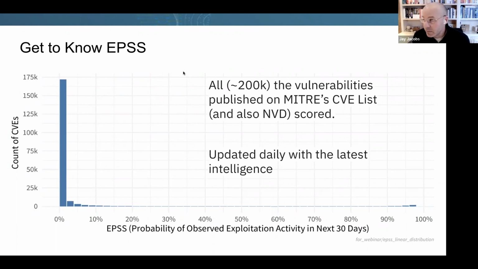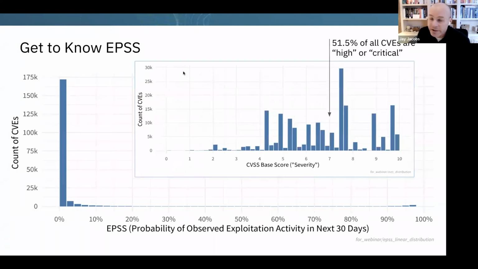And so you would expect something like this, as opposed to, if we grab the same information for CVSS, we're seeing about 51% of all published vulnerabilities are rated as high or critical, which, of course, anybody who's been around the field has intuitive knowledge about CVSS.